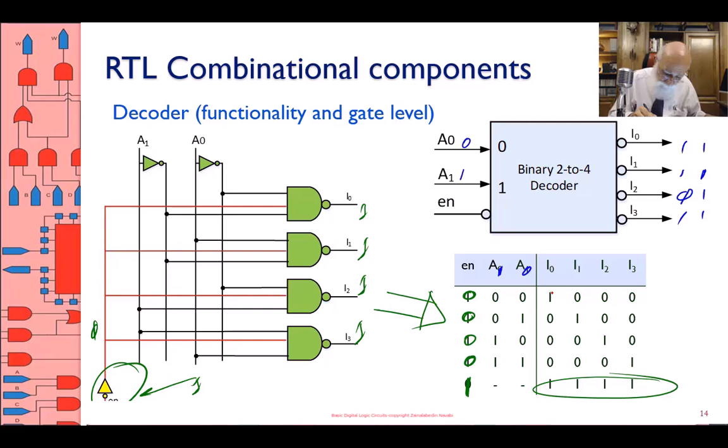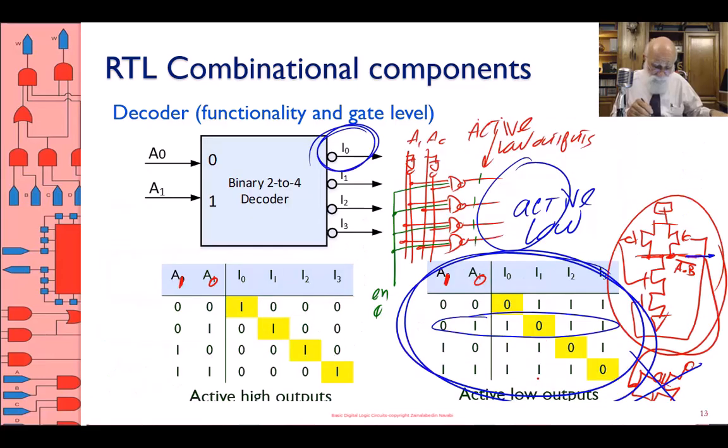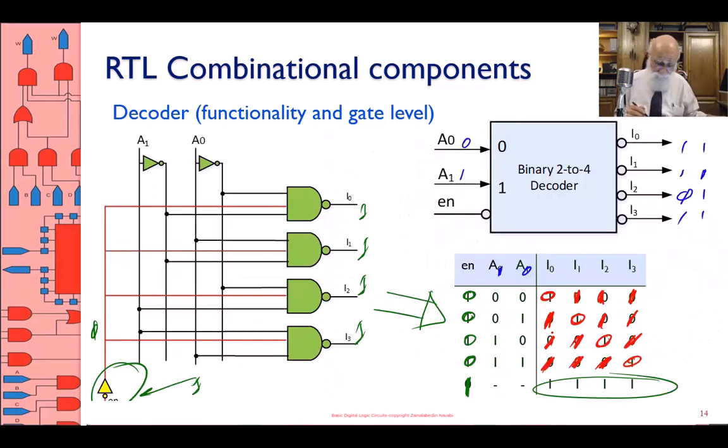This is going to be active. The rest not active. This is going to be active. The rest not active. This is going to be active. The rest not active. Active. The rest not active. Okay? Which is the table on the right hand side.